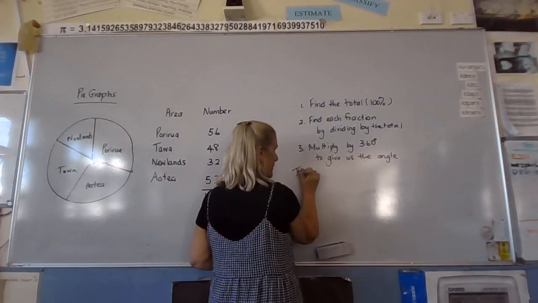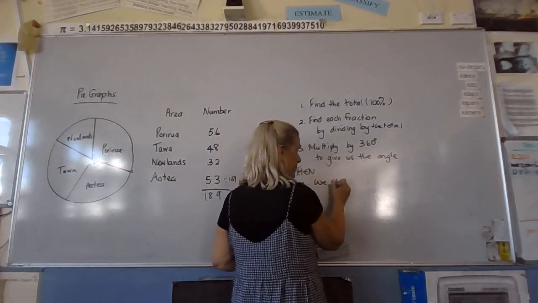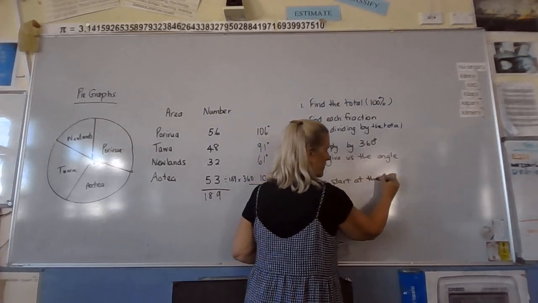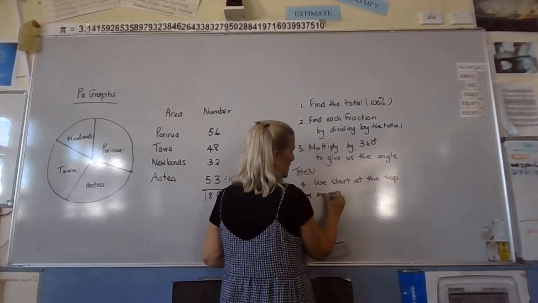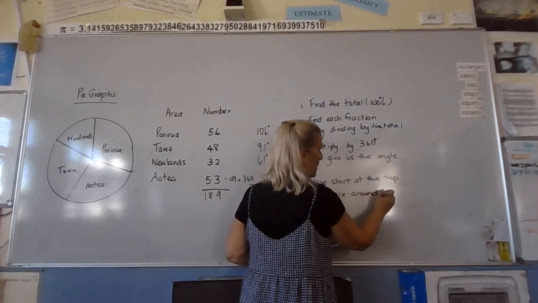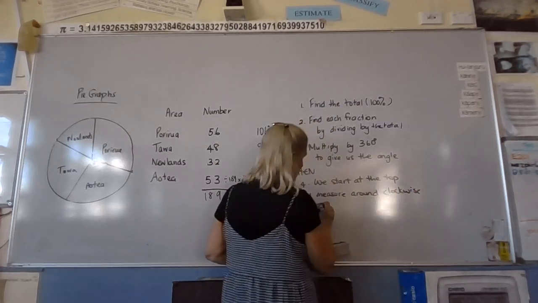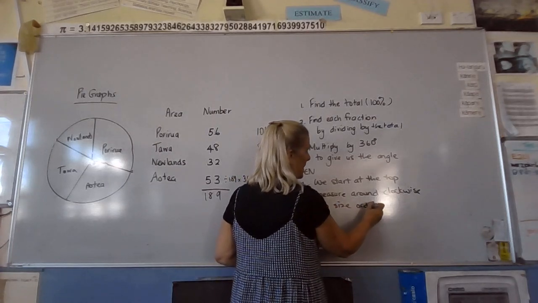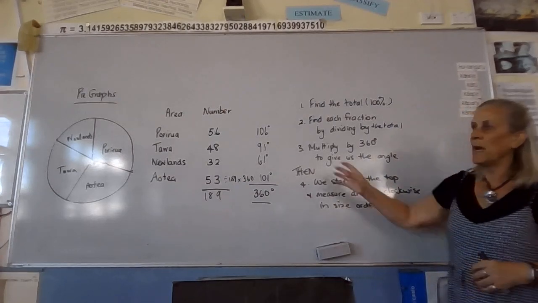Then we start at the top and measure around clockwise in size order. That's the standard rules for doing a pie graph.